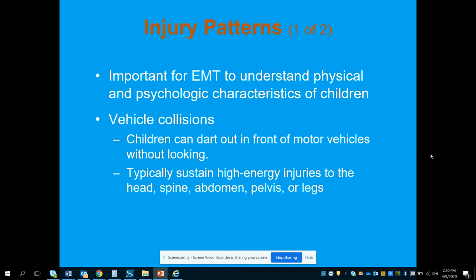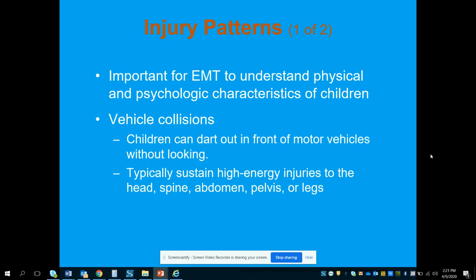Looking at injury patterns, and we'll look more at this in the full trauma chapters, but it's very important that you understand physical and psychological characteristics of children when we're considering injury patterns. So thinking about the vehicle collisions, and specifically children darting out in front of motor vehicle accidents can cause a variety of different injuries. Usually if it's an up and over from a smaller vehicle, maybe this vehicle struck the child at very low to the ground, lower legs up to the knees, then it pushed them up and over, so they're looking at more head injuries, and then also the legs.